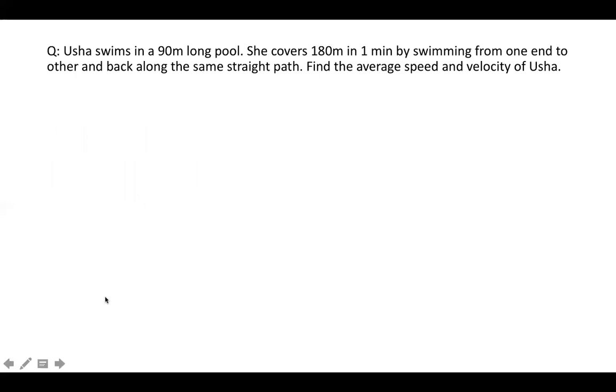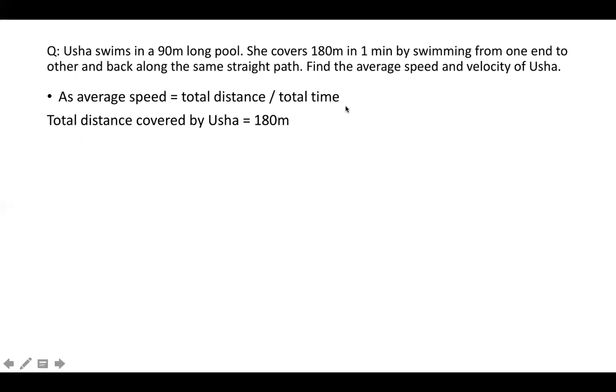Now there is one more question. Usha swims in a 90-meter long pool. She covers 180 meter in 1 minute by swimming from one end to other and back along the same straight path. Find the average speed and velocity of Usha. As we know, average speed is equal to total distance divided by total time. And here, total distance covered is 180 meter. And total time taken by Usha is 1 minute, which is equal to 60 seconds.